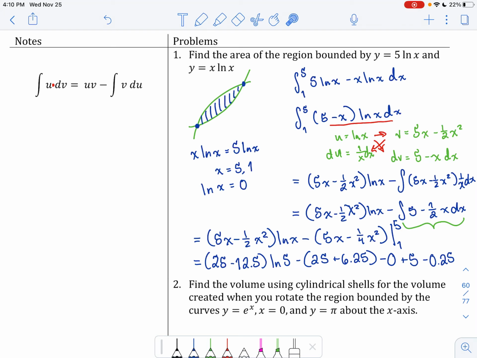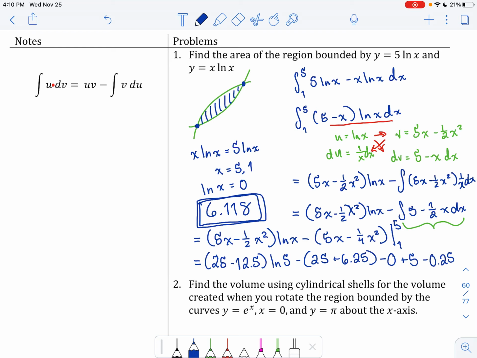We could do some algebra here, but honestly with this ln of 5, I'm not going to be able to get a fully simplified answer. If you want to, you can. Otherwise, you can use your calculator and you get 6.118. Remember, always do 3 decimal places.